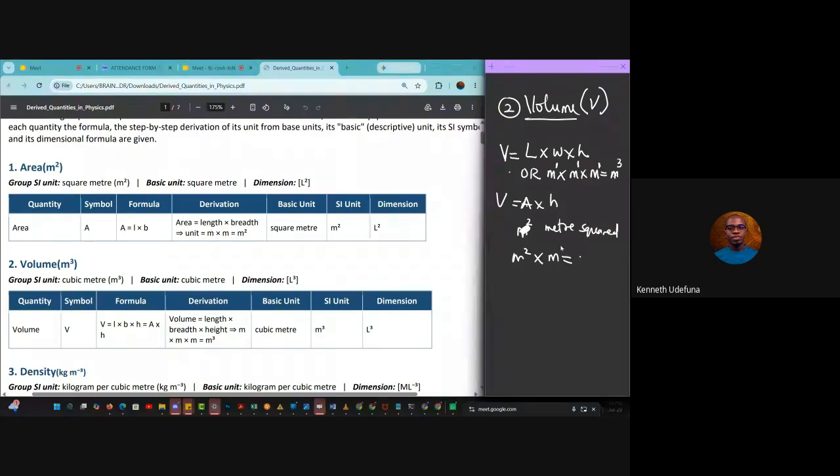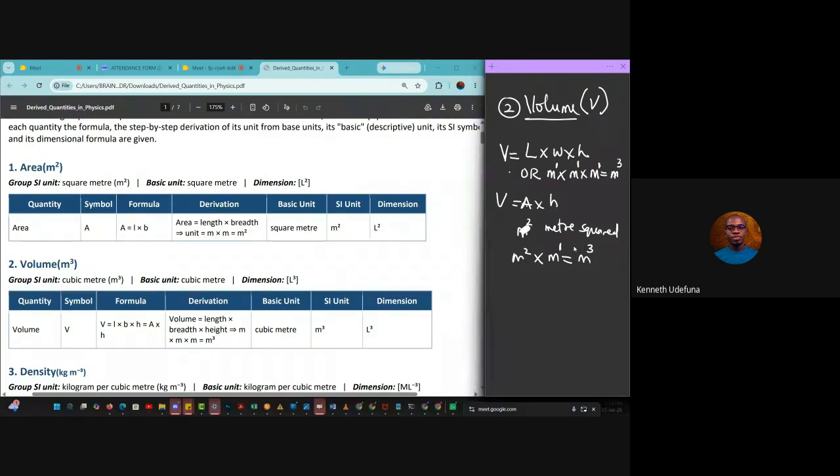The outcome is going to be, well, remember that this has an invisible one. I'll pick one of the meters. Then what next am I going to do? I'm going to put it as meter cubed. Someone asks about the dimension.